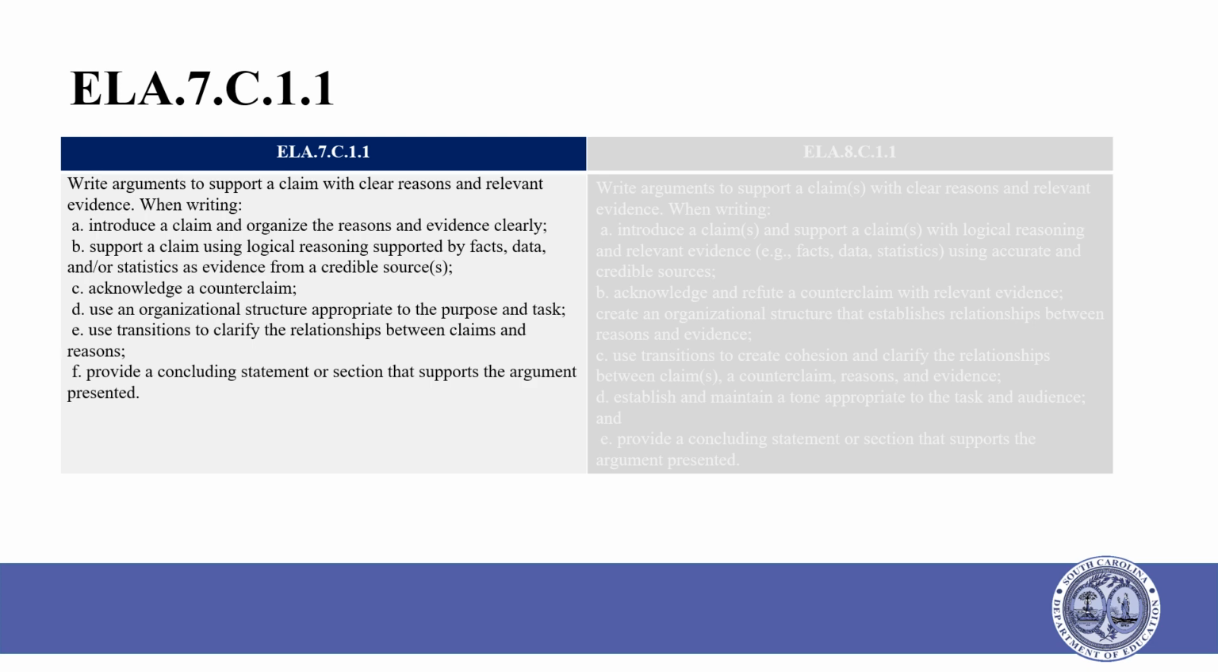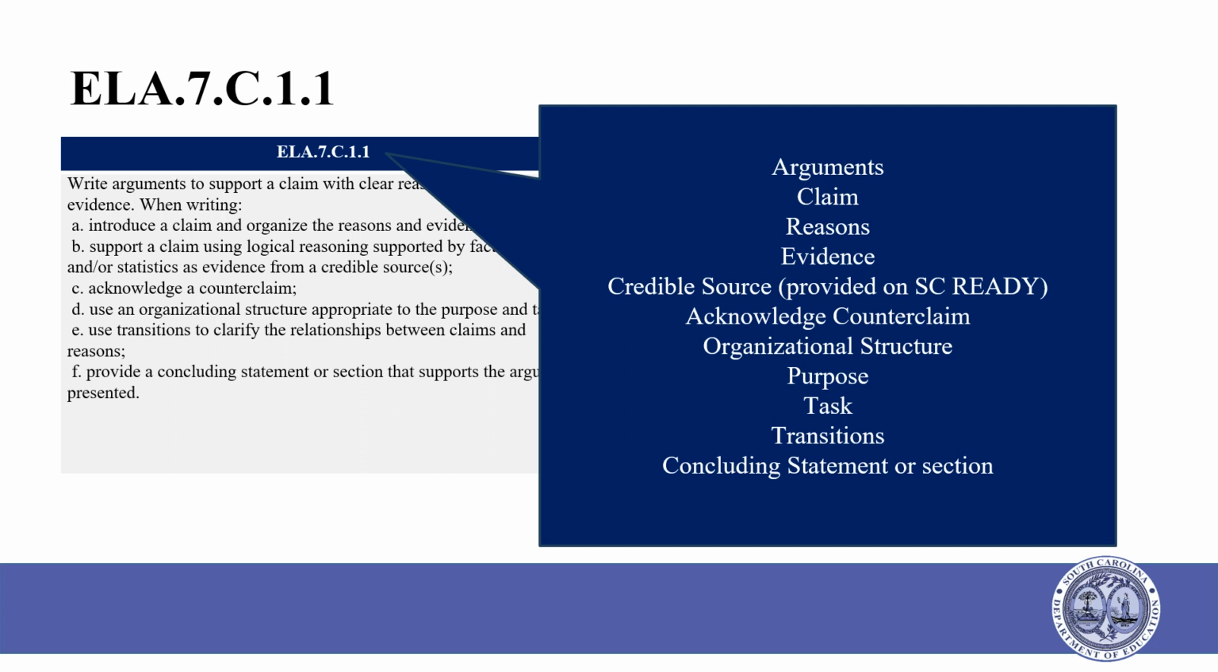As you look at the 7th grade indicator in the top left corner of the template, highlight or underline the following academic language: arguments, claim, reasons, evidence, credible source, acknowledge counterclaim, organizational structure, purpose, task, transitions, concluding statement, or section. As mentioned earlier, the TDW item will provide students with credible resources on the assessment. This may look different from instruction, where students will locate and evaluate their own resources for credibility.